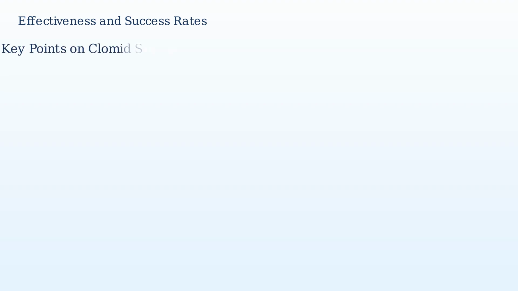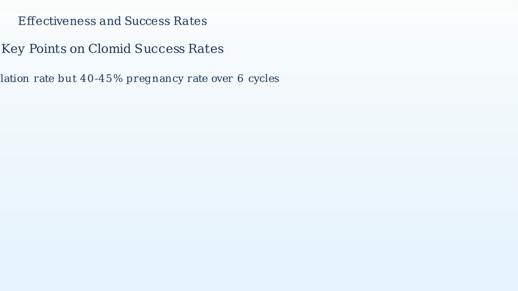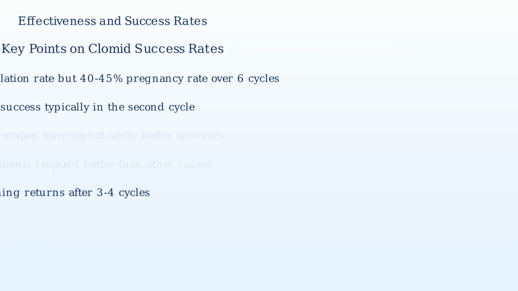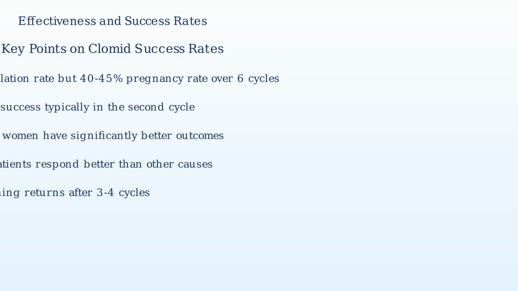Let's summarize the key points about Clomid's effectiveness. While about 80% of women will ovulate on Clomid, only 40 to 45% will achieve pregnancy within 6 treatment cycles. The second cycle typically shows the highest success rate, with diminishing returns after 3 to 4 cycles. Age is a critical factor, with significantly better outcomes in younger women, and patients with PCOS tend to respond better than those with other causes of infertility.